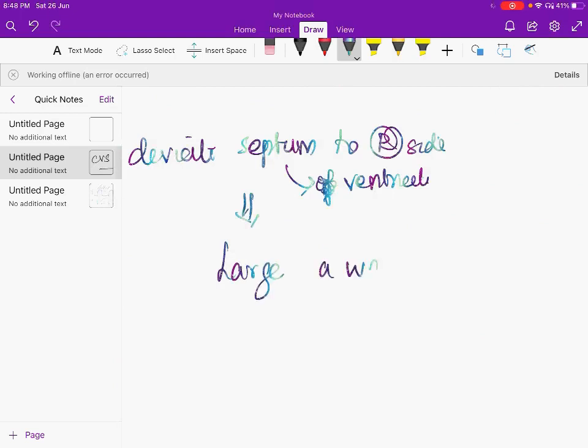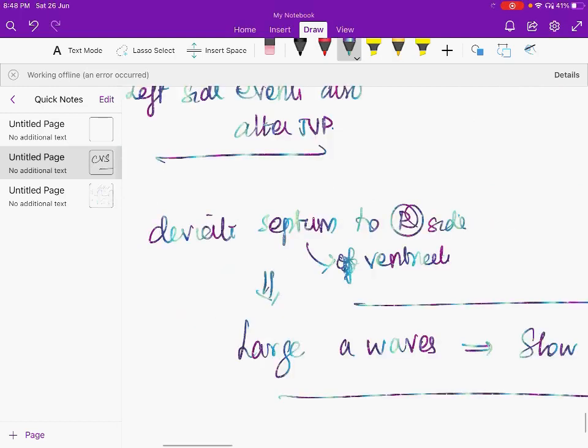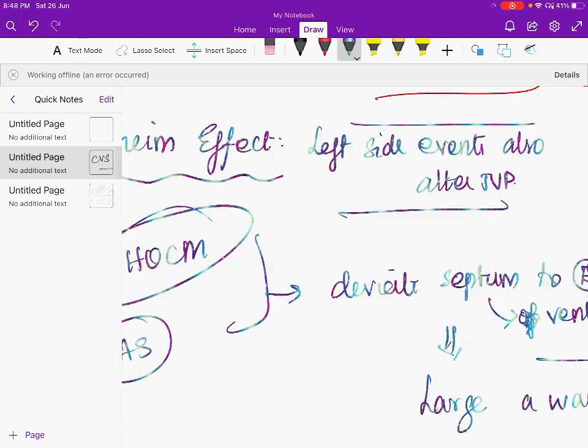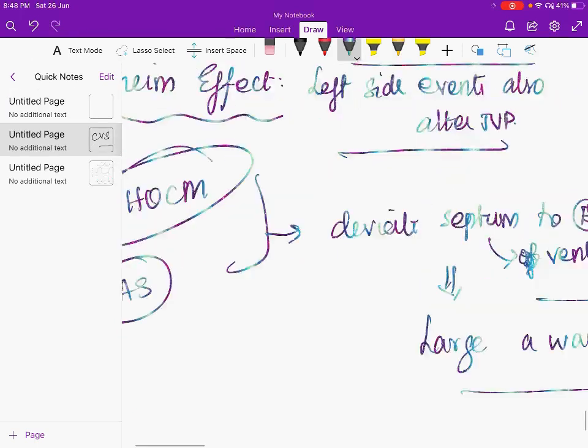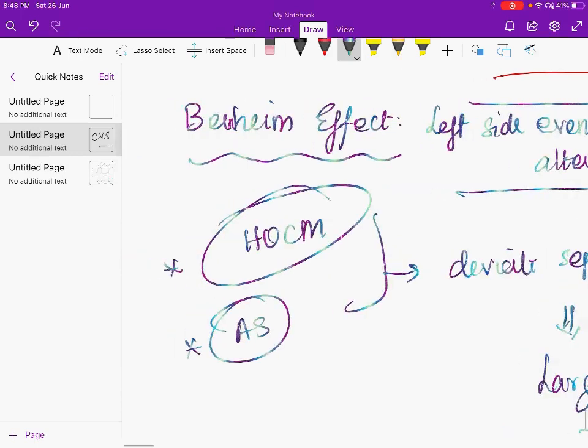large A wave. Producing a large A wave means that it is producing a slow Y descent. So this is called the Bernheim effect. An event in the left part of the heart is producing an alteration in the JVP. Okay, so this is one favorite question for examiners. For aspirants, this is one question to be noted.